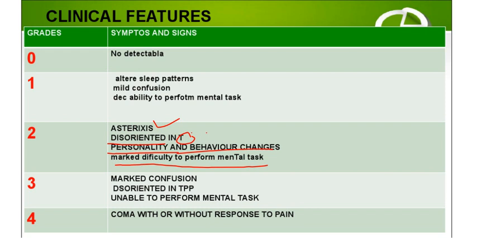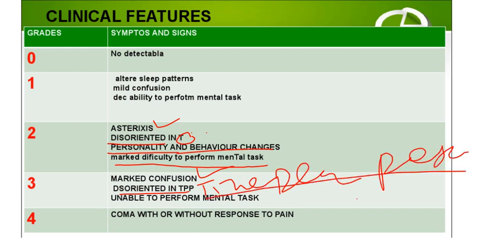In grade 3, what happens? There will be confusion. A patient will be totally confused. He will be disoriented not only in time but TPP, time, place, and person. He will be totally disoriented, and he will be unable to perform any mental task. It was marked difficulty in grade 2. In grade 3, he was not able to perform, and in grade 4, the patient will be comatose. He may or may not be pain responsive, but he will be in a state of coma. So these are the 4 grades and the clinical manifestation.